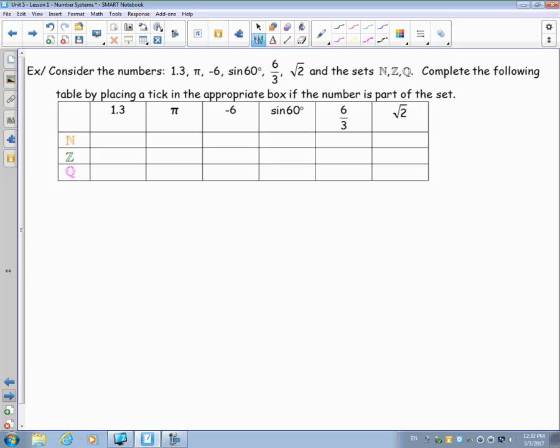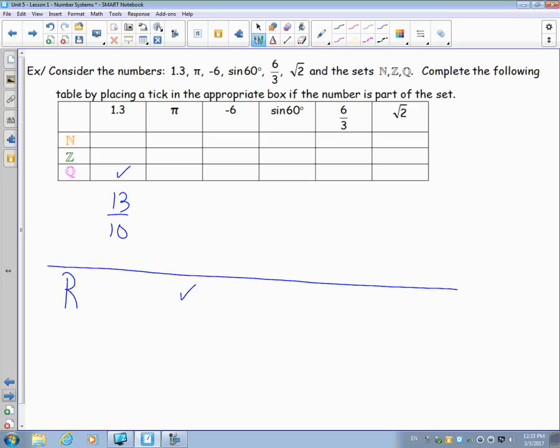So the number 1.3, is it natural? No, I can't count on my fingers. Is it an integer? No, it's not a whole number. Is it rational? Can I write it as a fraction? And the answer to that would be yes. I can write it as 13/10. So it's a rational number. Pi. Can't count on my fingers. It's not an integer. I can't write it as a fraction. It will not get any check marks. It would really only fit into the R category if we had one down here at the bottom.